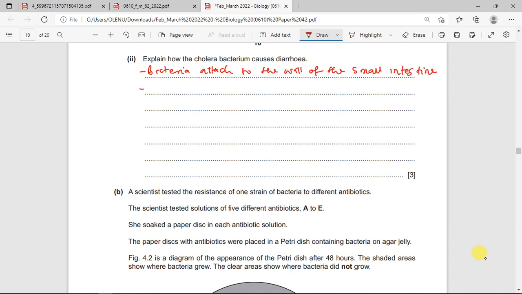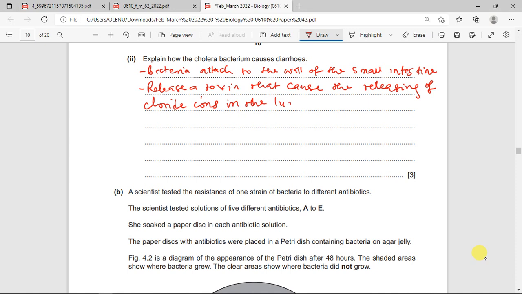Now, once it does that, the bacteria will now release a toxin that causes the releasing of chloride ions in the lumen of the small intestine.